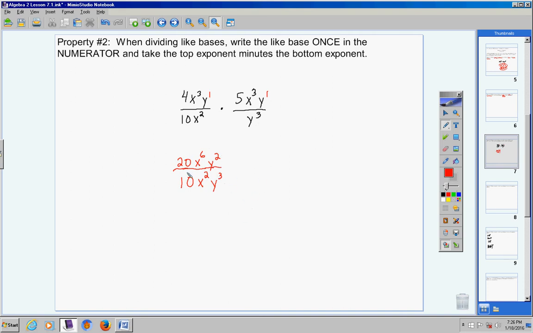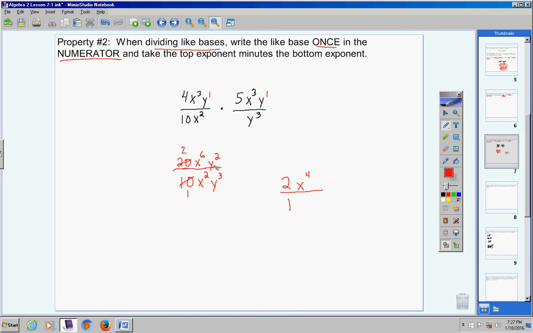Now, 20 over 10, well, we can reduce that. 10 goes into 10 once, 10 goes into 20 2 times. So I now have 2 right here and 1 right here. Now, we're dividing like bases. Do you see that? X divided by x. So when you're dividing like bases, you write the like base once in the numerator, and then you take top minus the bottom. 6 minus 2 is 4.